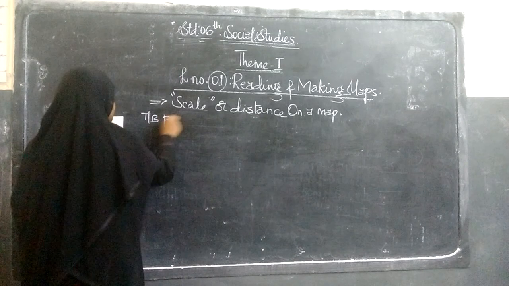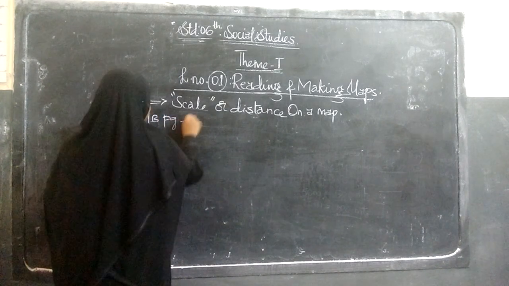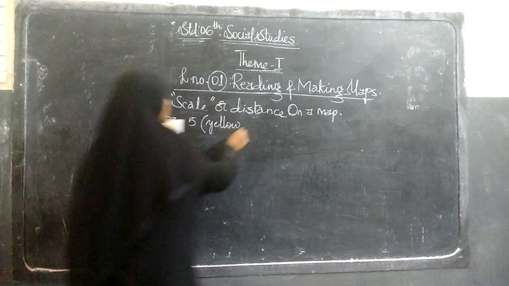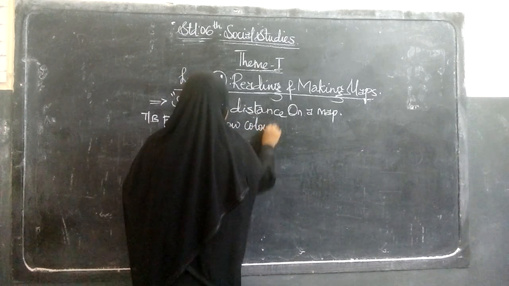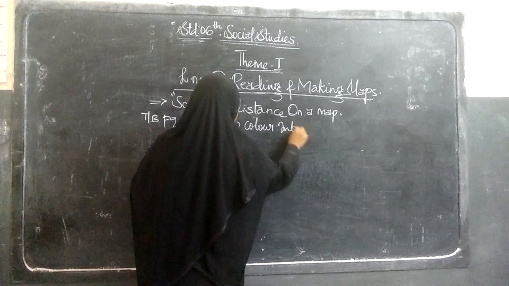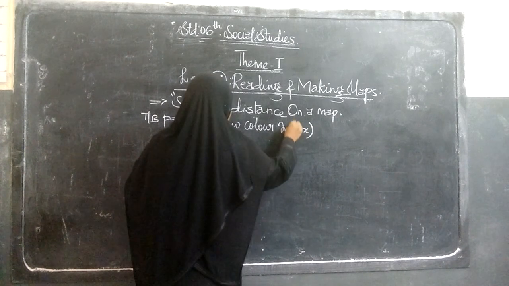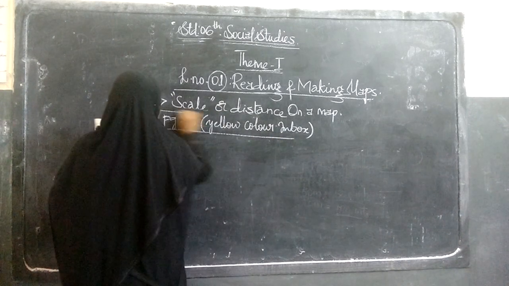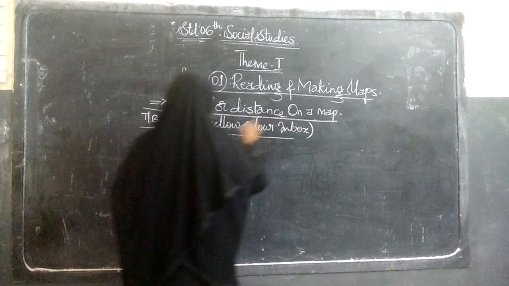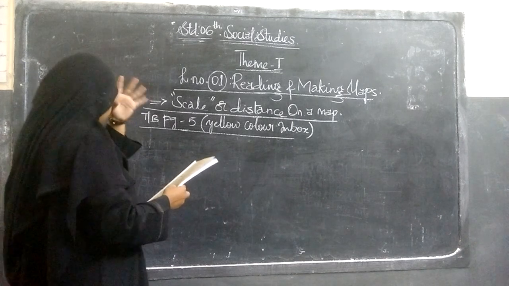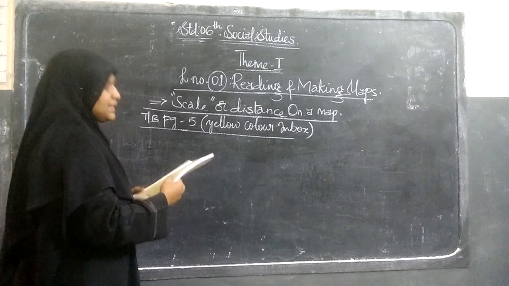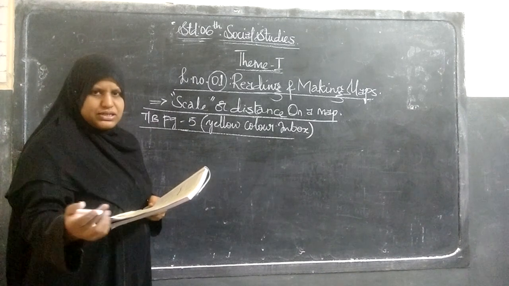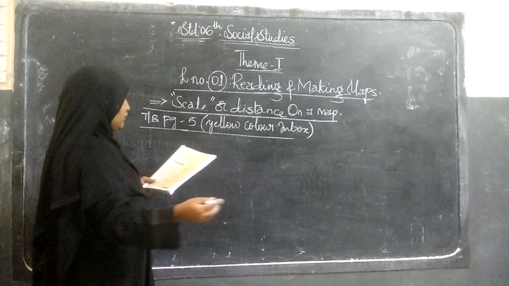Textbook page 5. Yellow color in box 1. Here they have given one more example, like the one we discussed previously in centimeters, but now we are going to go with kilometers.